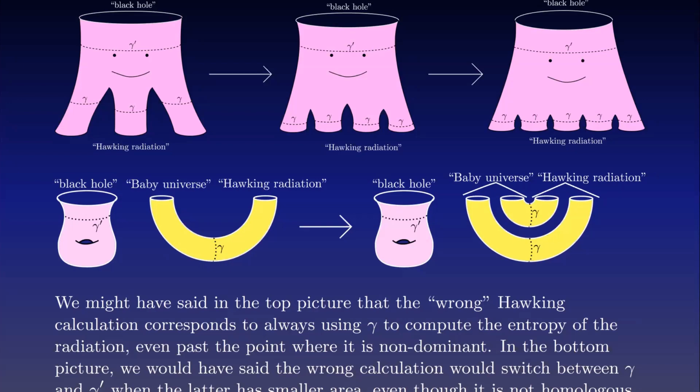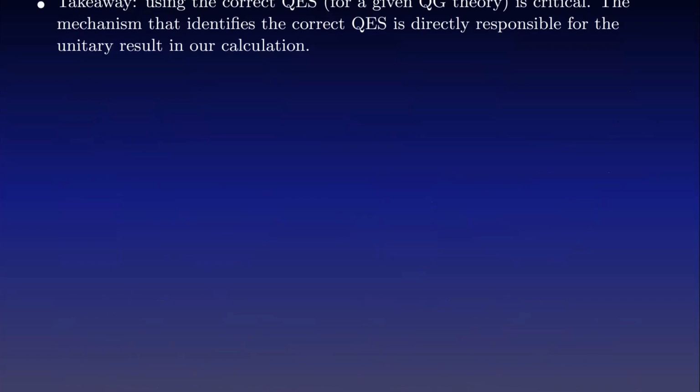And that leads me to a few comments on this subject. So first, some takeaways. Using the correct quantum extremal surface for a given quantum theory of gravity, and that specification is in fact quite important, is critical. If we use the wrong one, we get the wrong answer.